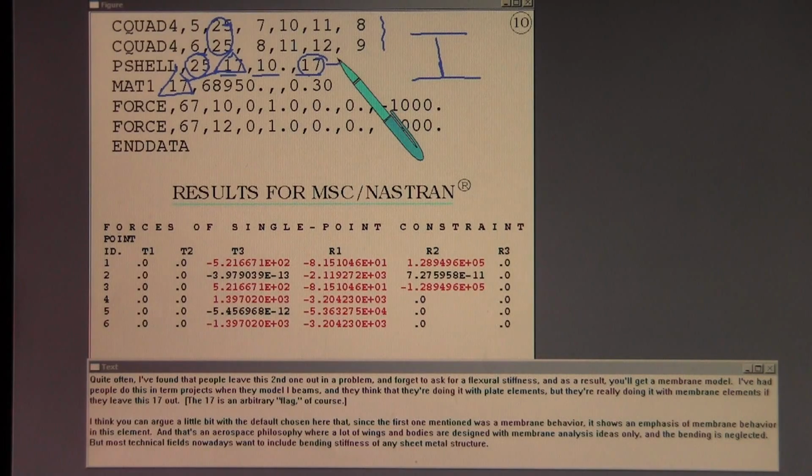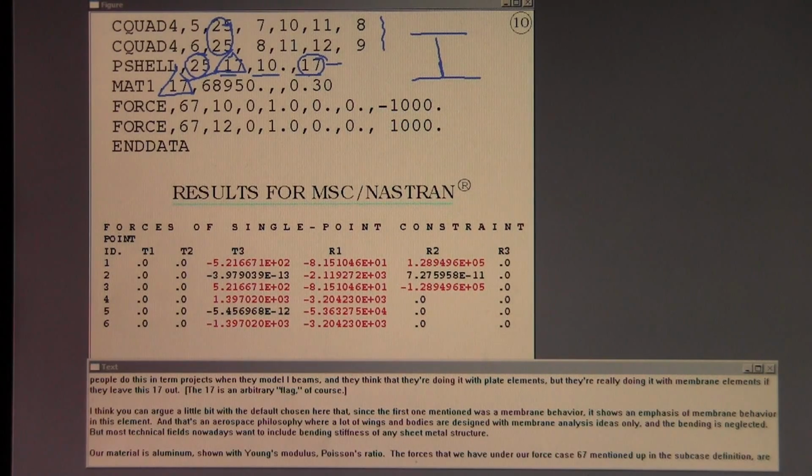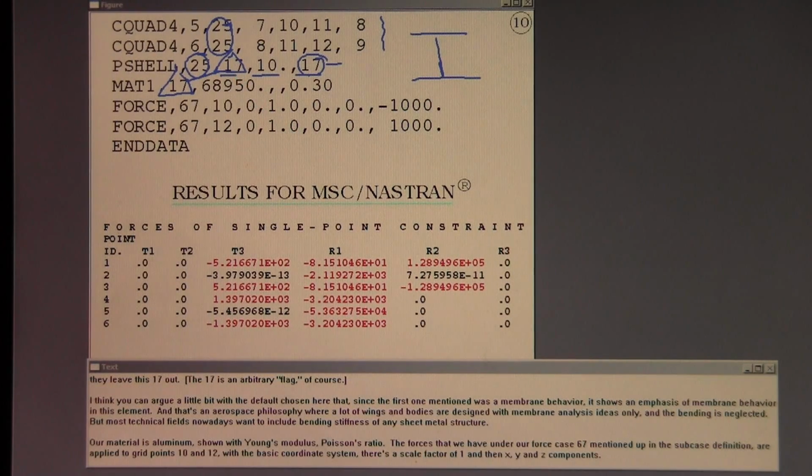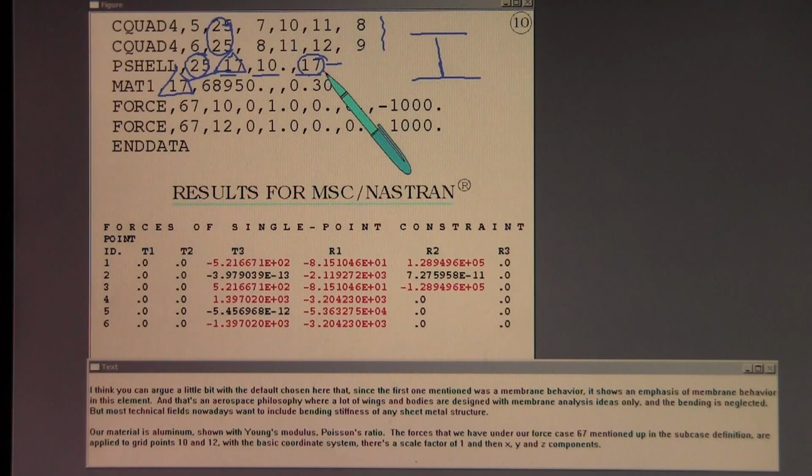I think you can argue a little bit with the default chosen here that since the first one mentioned was a membrane behavior, it shows the emphasis of membrane behavior in this element. And that's an aerospace philosophy where a lot of wings and bodies are designed with membrane analysis ideas only, and the bending is neglected. But most technical fields nowadays want to include bending stiffness of any sheet metal structure.